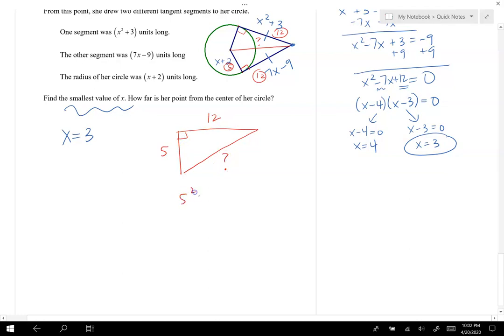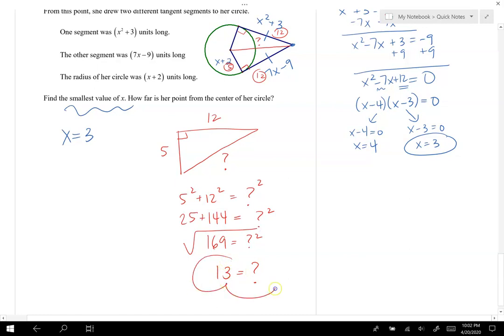So 5 squared plus 12 squared equals question mark squared. So 25 plus 144 equals question mark squared. 169 equals question mark squared, and I'll take the square root of that. So question mark is 13. So how far is her point from the center of her circle? 13. And the smallest value of x was 3.